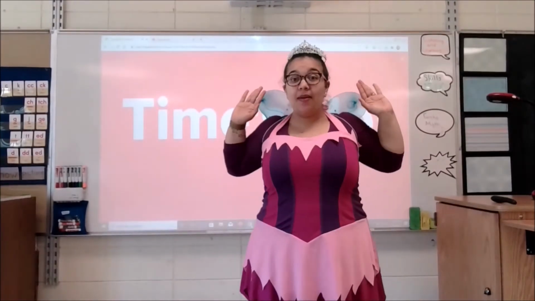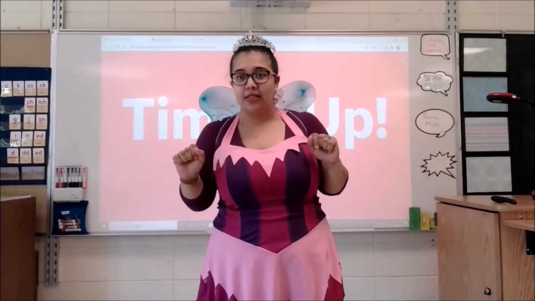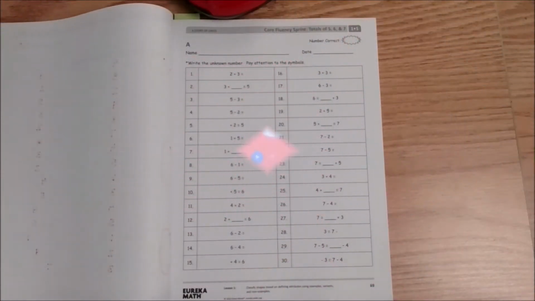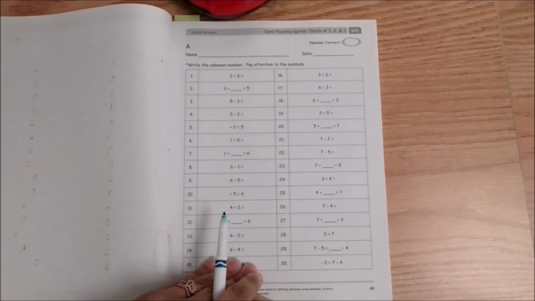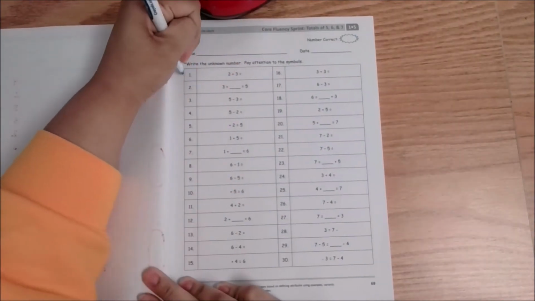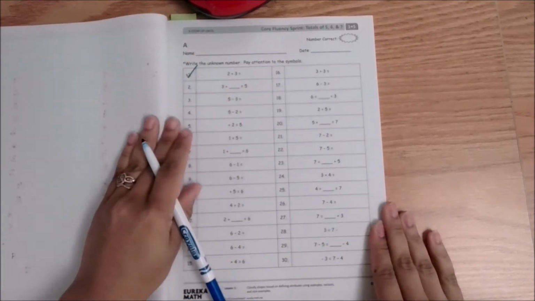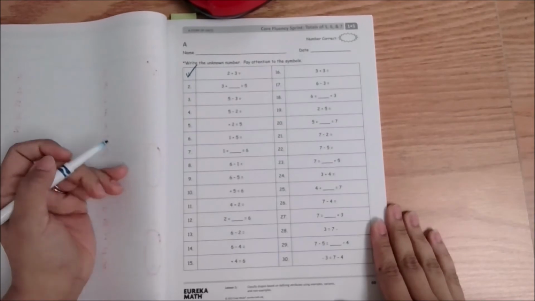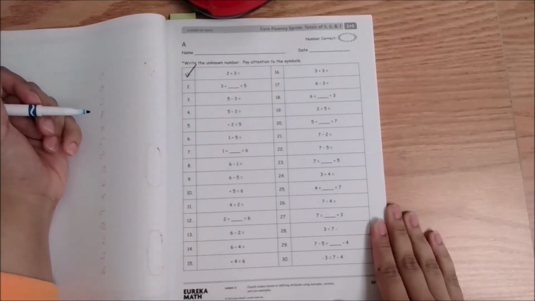Alright guys, that does mean time is up, which means we stopped. And we're going to go ahead and check our work, because I know you did your best. Starting at the top, working our way down. Top again, working our way down. If you get it right, give yourself a check. If you get it wrong, give yourself an X. And just make sure you make a note that this is something I need to practice later.